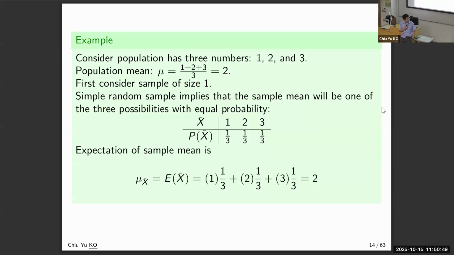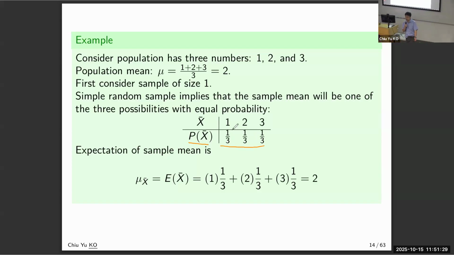In this case, we have 3 people there. The population mean is just adding up the 3 and dividing by 3, because there are only 3, right? The average. Let's consider the first case, which is very simple. I just talk to one guy, so the sample size is 1. Simple random sample means each one is equally likely to be picked, so each one has probability 1/3. So we can specify the probabilities directly, because each one is drawn equally likely. The sample mean is 1, 2, 3 with equally likely probability, right?